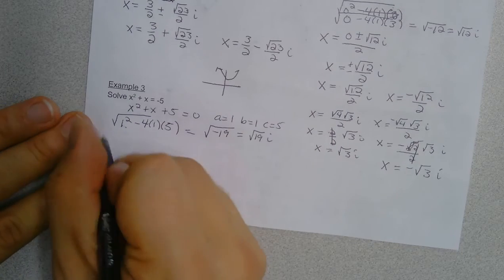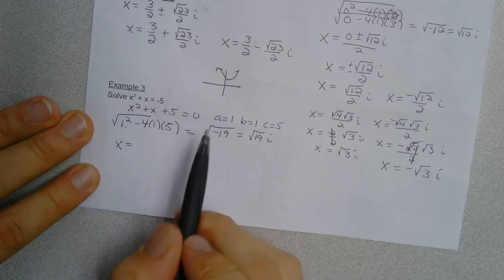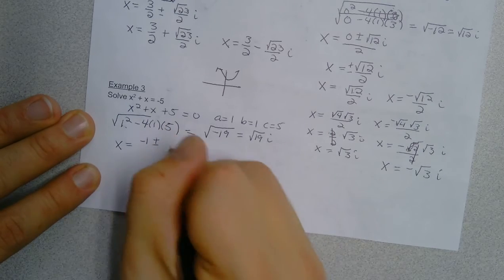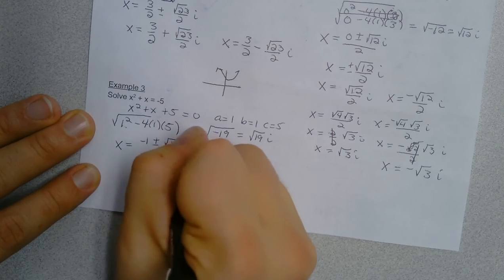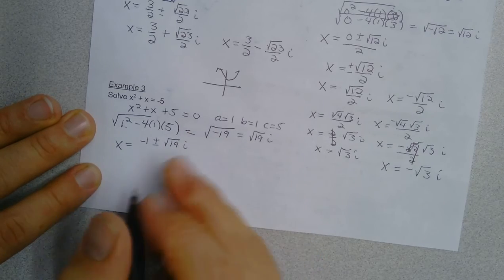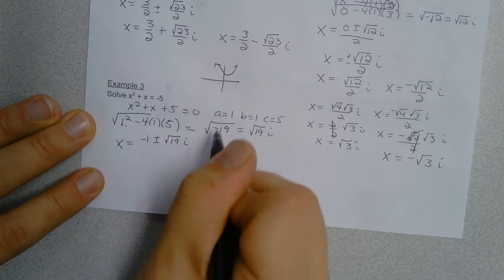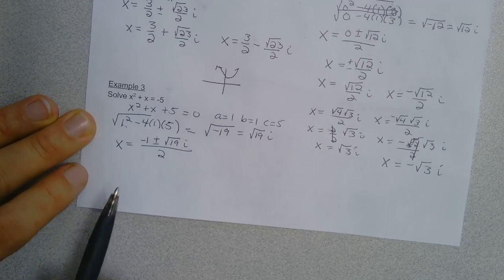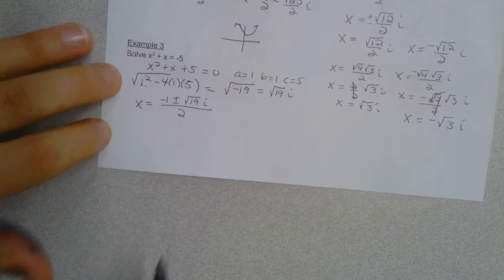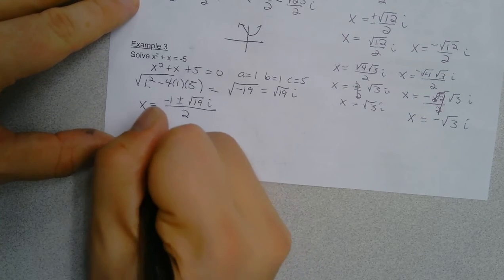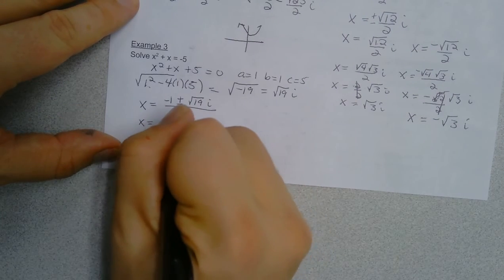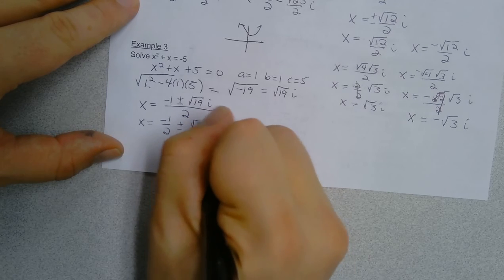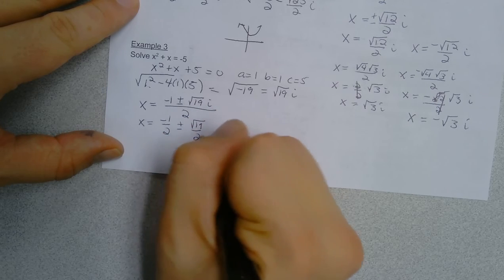And then what we're going to do is break that up using the quadratic formula. So x equals negative b, or negative 1, plus or minus the square root of 19i, and then all over 2a, or 2 times 1, so over 2. And then we're going to break that up again. So x equals negative 1 over 2, plus or minus the square root of 19 over 2i.